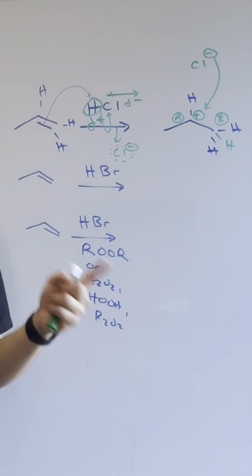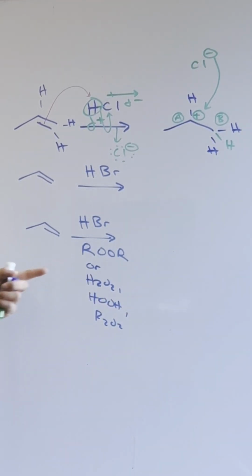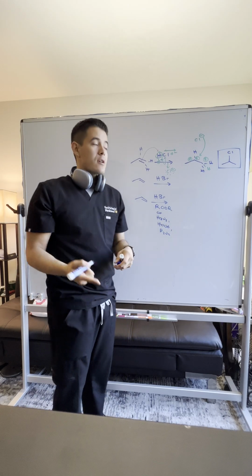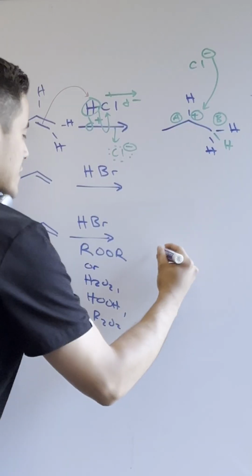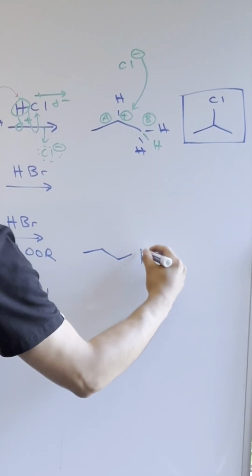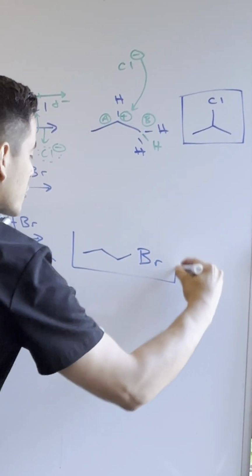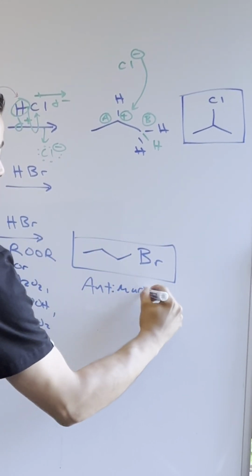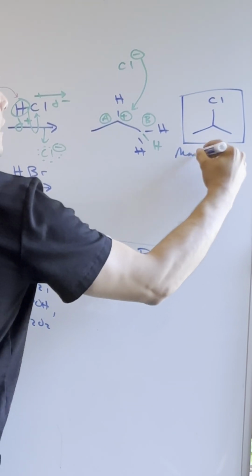Now, I won't do that mechanism today. That can be its own video. But knowing that this mechanism here without ROOR is going to give you Markovnikov, versus if you have ROOR specifically with HBr, then you're going to get the anti-Markovnikov answer. So here, you're going to get your Br in your anti-Markovnikov spot. Up here, this is your Markovnikov.